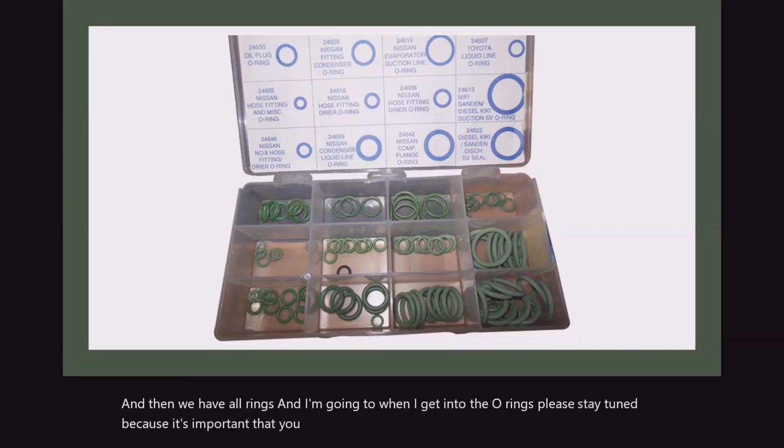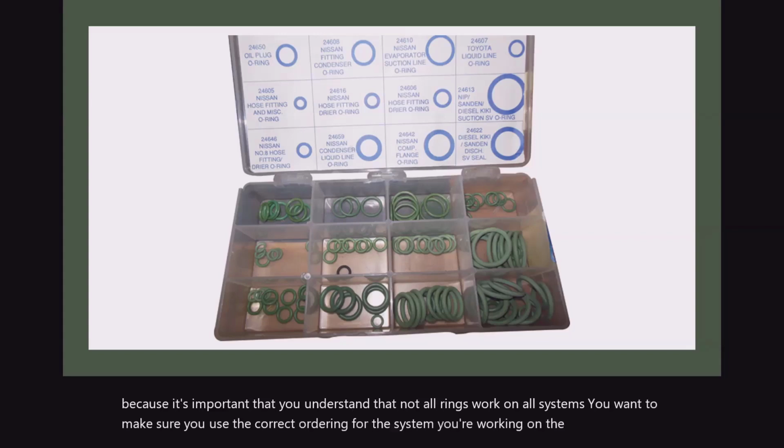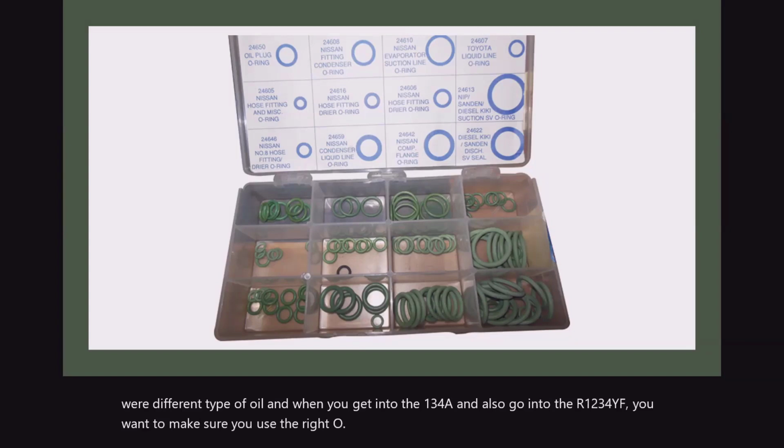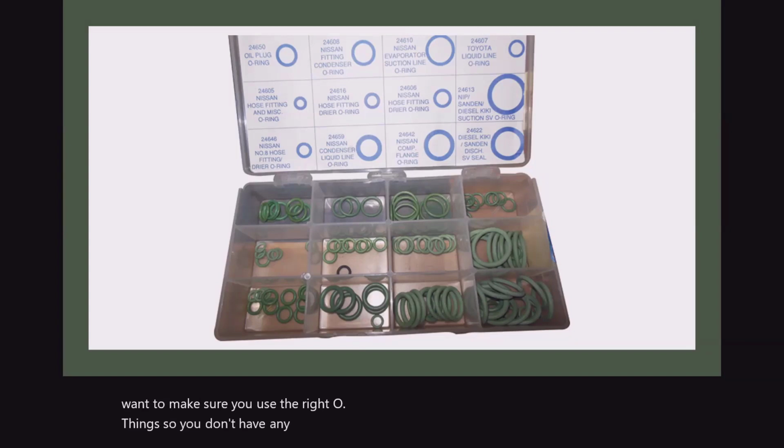And then we have O-rings, and when I get into the O-rings, please stay tuned, because it's important that you understand that not all O-rings work on all systems. You want to make sure you use the correct O-ring for the system you're working on. The R12 systems used a different type of oil, and when you get into the 134a and also the R1234yf, you want to make sure you use the right O-rings so you don't have any degrade of them, and you can start getting some kind of a leak.